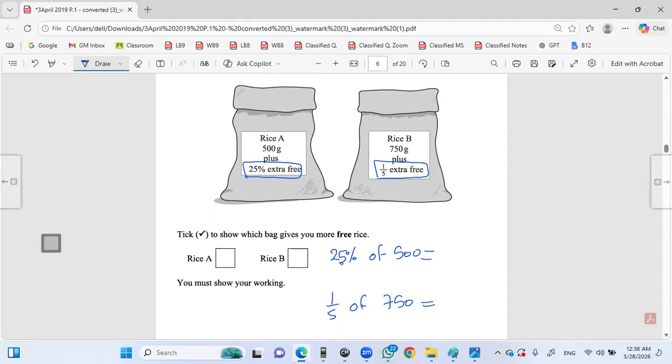So in this one over here, this means quarter of 500, which means 500 divided by 4, which is going to give you exactly 125 grams.